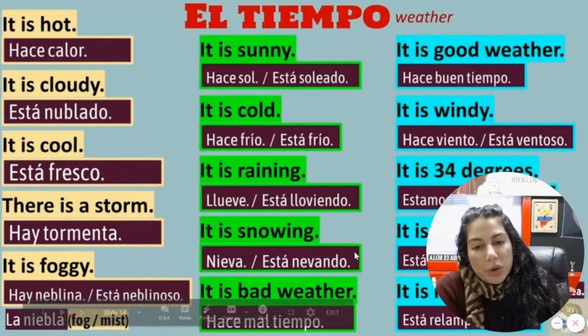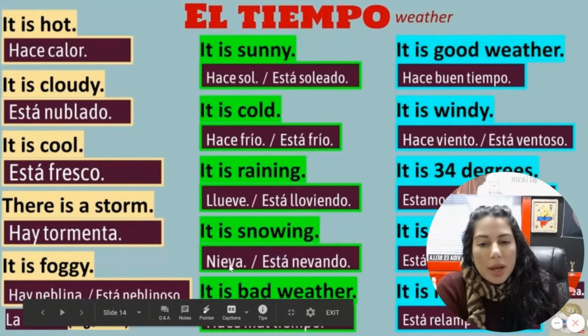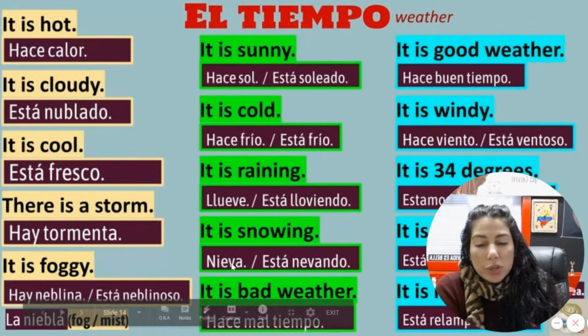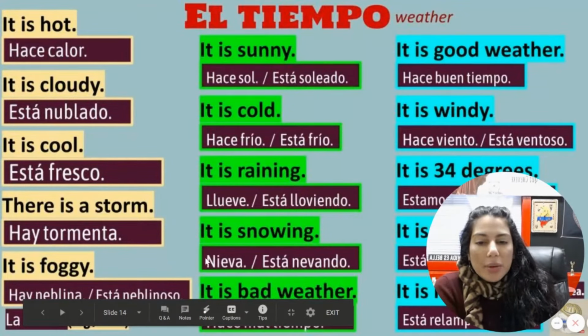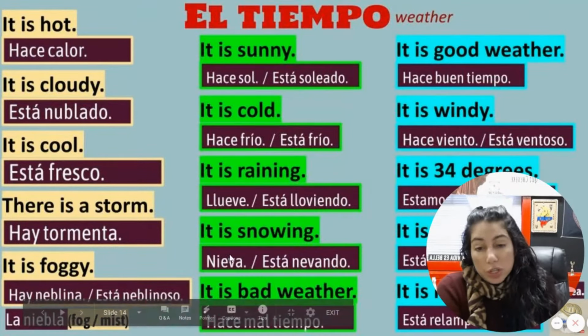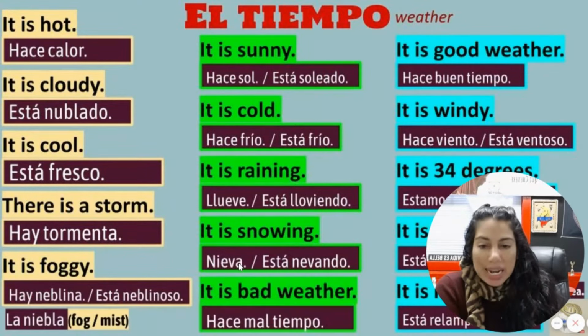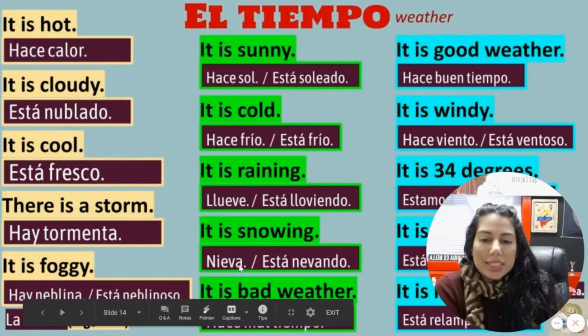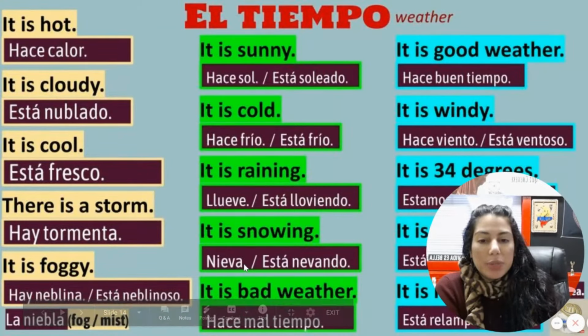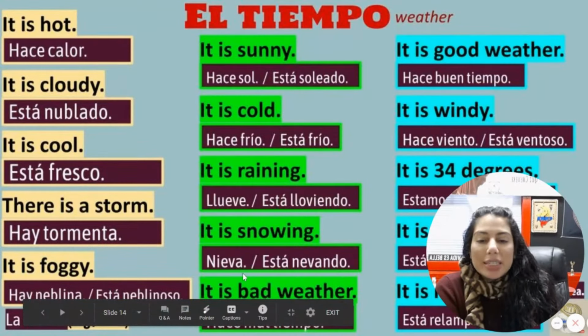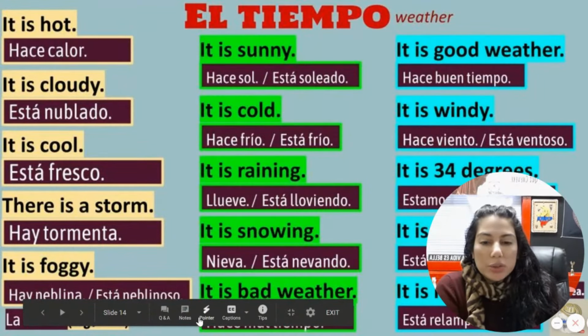And the same with it is snowing. So you can say nieva, which means it snows, o está nevando, which also means it is snowing. So nieva means both, it is snowing or it snows. So don't confuse nieva, which is the verb nevar being conjugated with it is, with the word la nieve. La nieve, that at the end instead of an A has an E, la nieve, which means snow. Nieva, it is snowing or it snows.